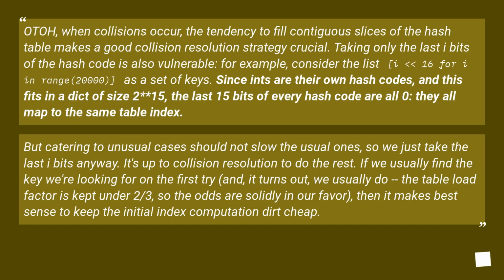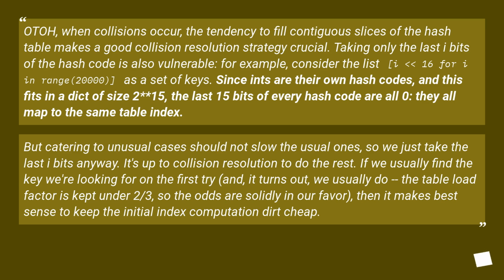Although, when collisions occur, the tendency to fill contiguous slices of the hash table makes a good collision resolution strategy crucial. Taking only the last i bits of the hash code is also vulnerable. For example, consider the list, [i << 16 for i in range(20000)], as a set of keys. Since ints are their own hash codes, and this fits in a dict of size 2**15, the last 15 bits of every hash code are all 0, they all map to the same table index. But catering to unusual cases should not slow the usual ones, so we just take the last i bits anyway. It's up to collision resolution to do the rest.